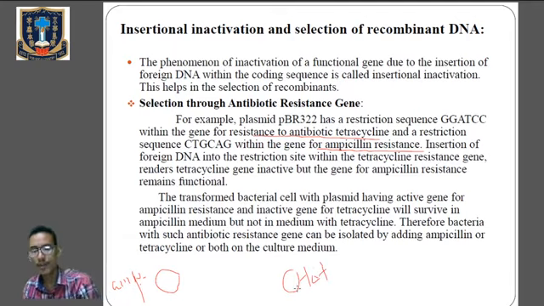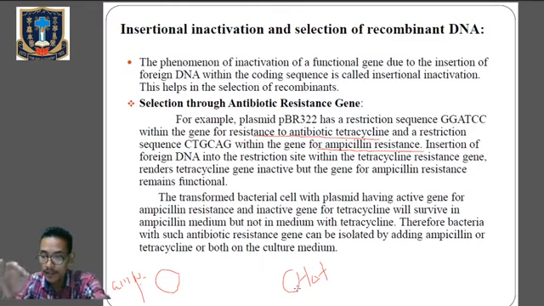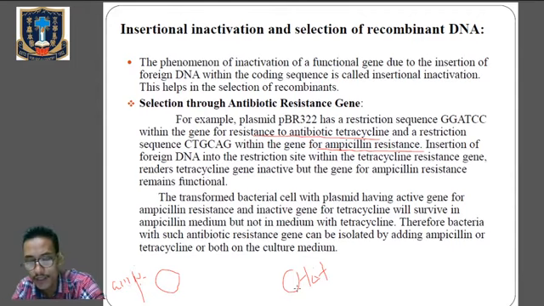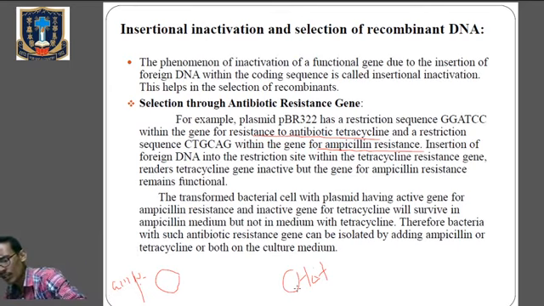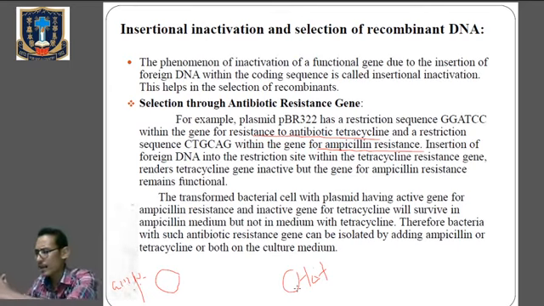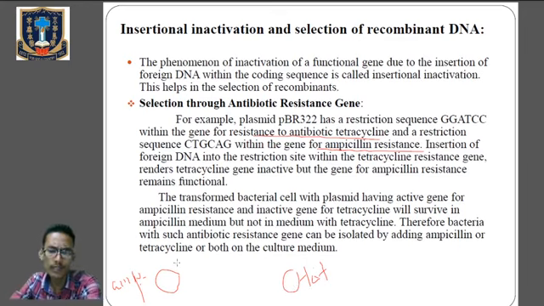Now we don't know which one is the transformed bacterial cell and which one is the non-transformed bacterial cell. But we know that the transformed bacterial cell will not be able to survive in a medium containing tetracycline, but it will be able to survive in a medium containing ampicillin. Let's take an example. We have taken the bacterial cells. We don't know which one is transformed and which one is non-transformed, and we are putting those bacterial cells into a medium containing ampicillin.